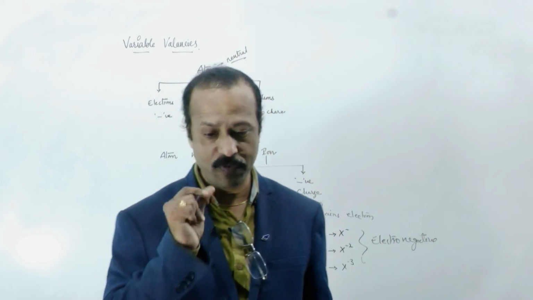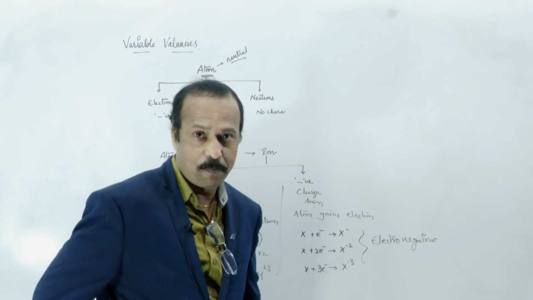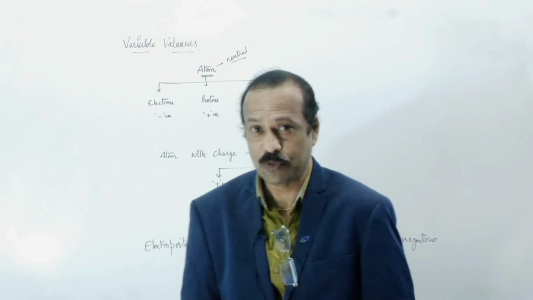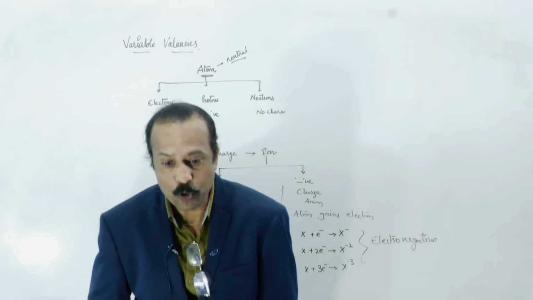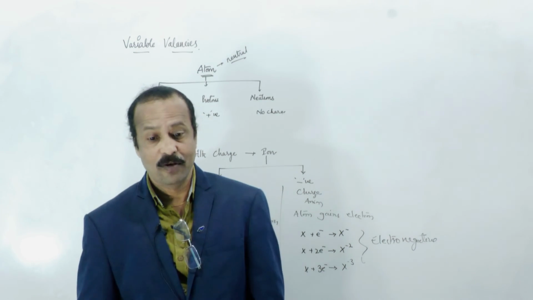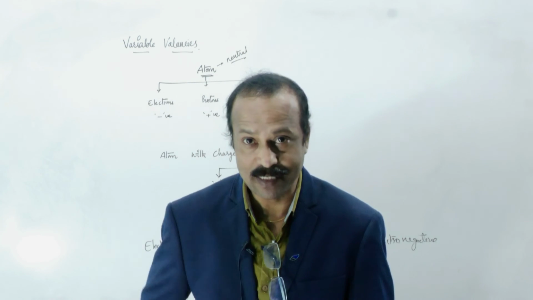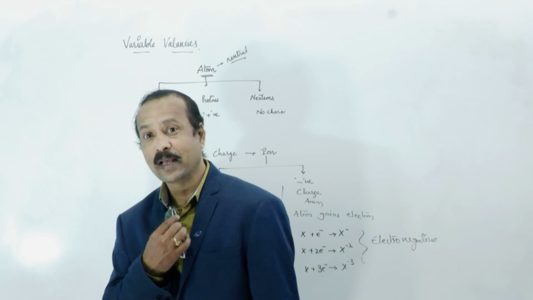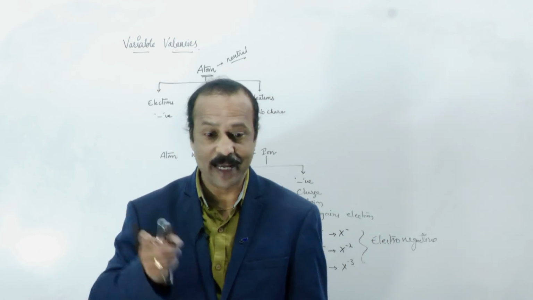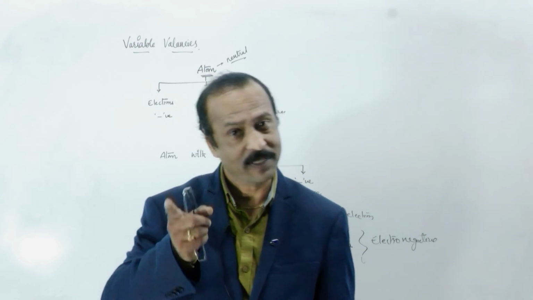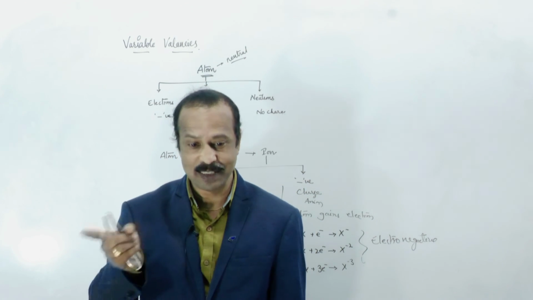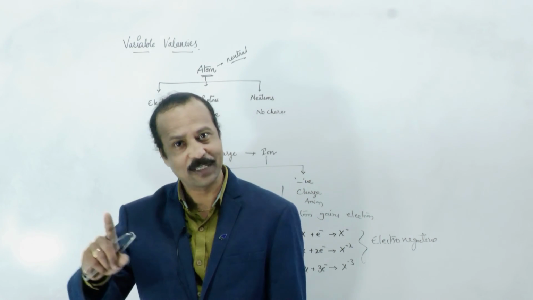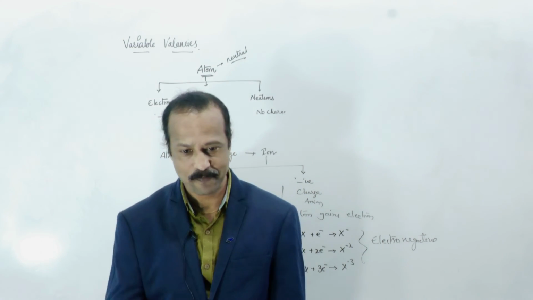So, with this, we'll stop, students. Today's homework to you is to complete synopsis 4 and synopsis 5. In synopsis 4, electropositive elements are there with the different variable valences, and in synopsis 5, electronegative elements are there with different variable valences like -1, -2, -3, -4, and so on.